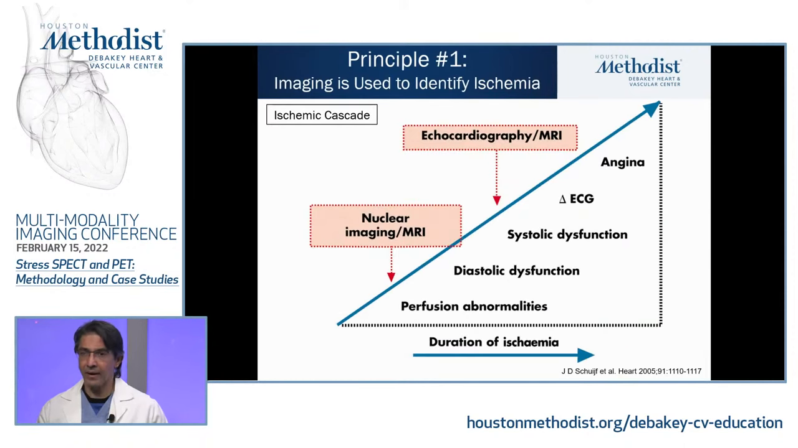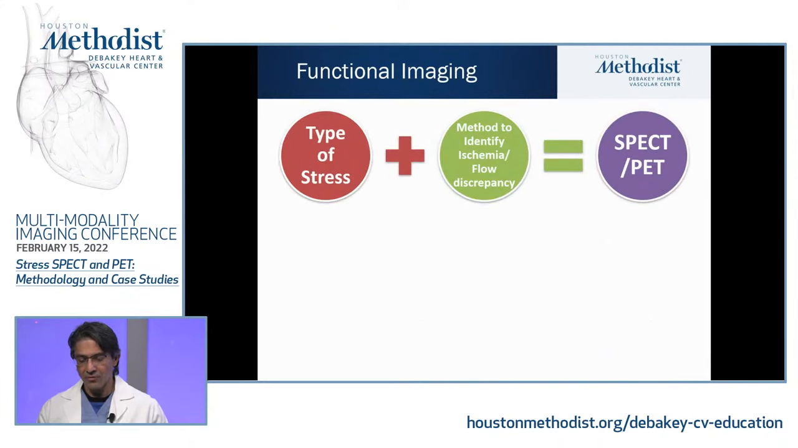So let's just begin. Everybody knows when ischemia takes place, there is a series of events that occur. These include first perfusion abnormalities, followed by diastolic dysfunction, followed by systolic dysfunction. And then towards the end, really, is when you start developing EKG changes. And lastly, the patient will develop angina. Now, as this ischemic cascade develops, it's important for us to have imaging, because imaging is really the tool that is used to identify the ischemia. And you can see here nuclear-based imaging techniques identify perfusion abnormalities, which is really the first step of the ischemic cascade.